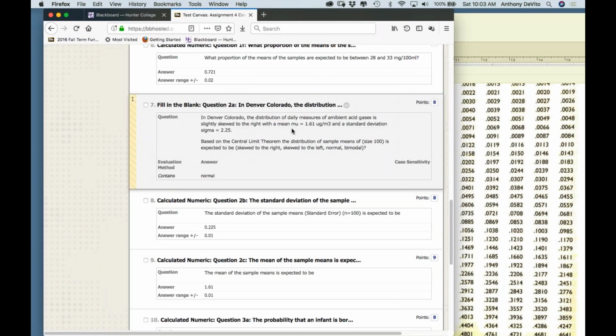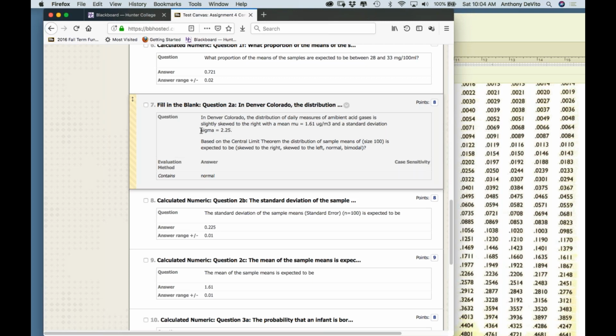In Denver, Colorado, the distribution of daily measures of ambient acid gases is slightly skewed to the right with a mean of 1.16 micrograms per cubic meter of acid gases in the air, right? Probably, I don't know why Colorado would have so many acid gases. Maybe they have a lot of power plants out there, right? So let's assume, I could have picked somewhere else, like Idaho or somewhere where they have a lot of power plants. 0.161 micrograms per cubic meter is the average. The standard deviation is equal to 2.25.